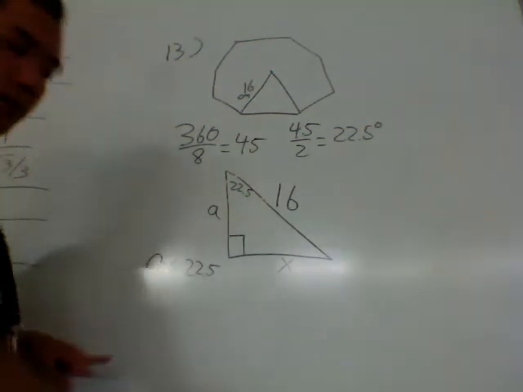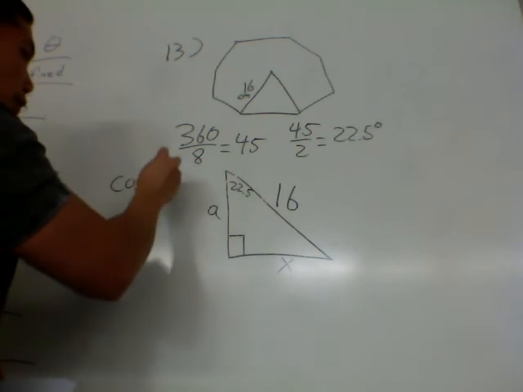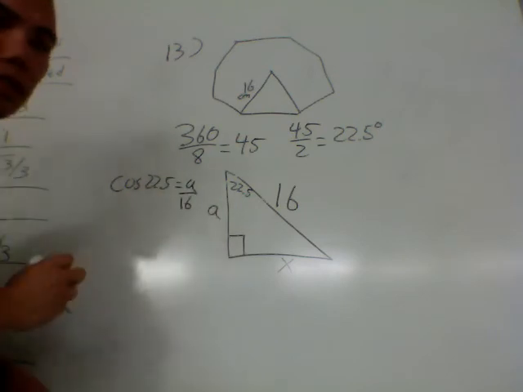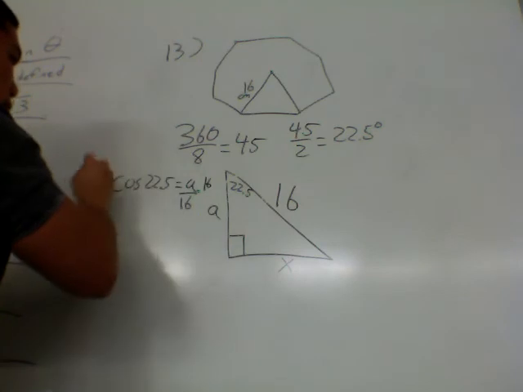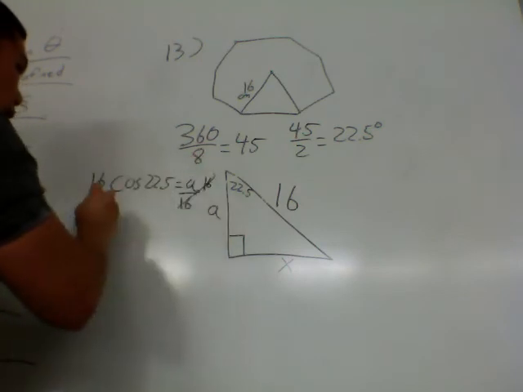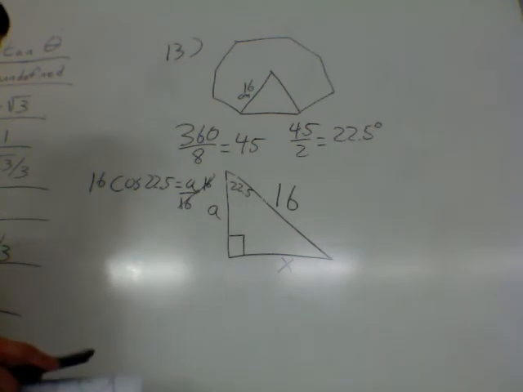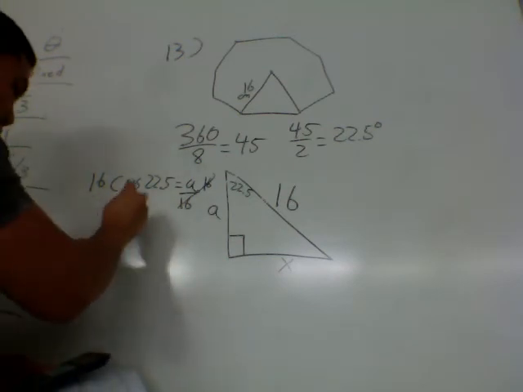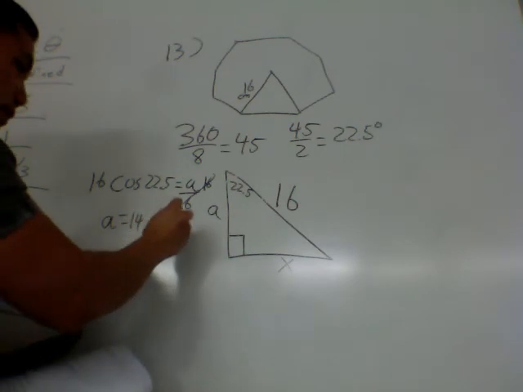So cosine, let me write it up here. Cosine of 22.5 is equal to adjacent, which is A, over the hypotenuse, which is 16. And then now I just multiply both sides by 16. And so I just enter into my calculator 16 times 22.5 cosine equals, and so A should be 14.8 centimeters.